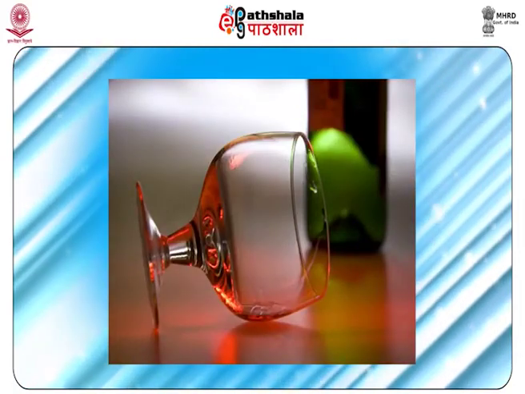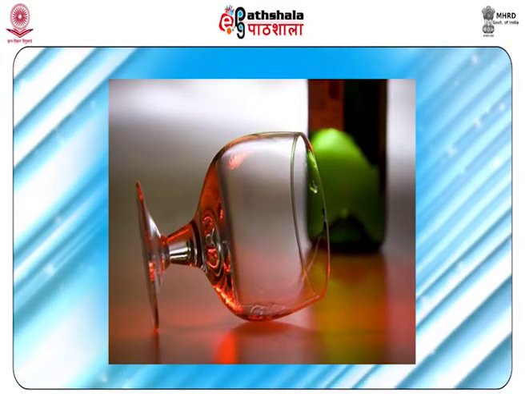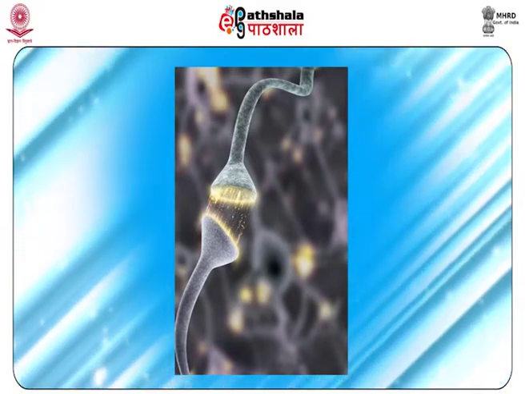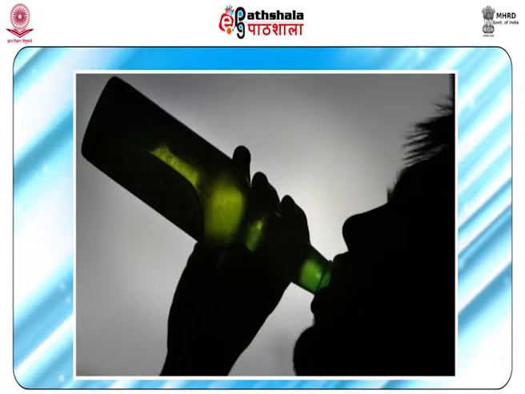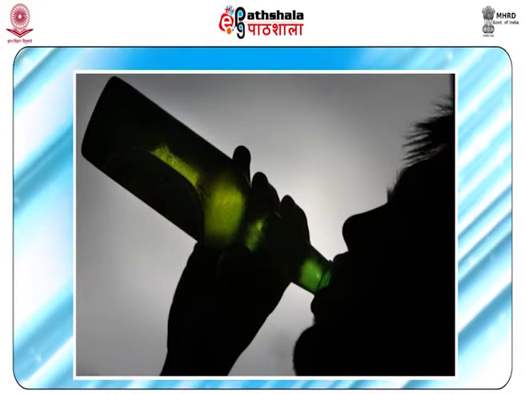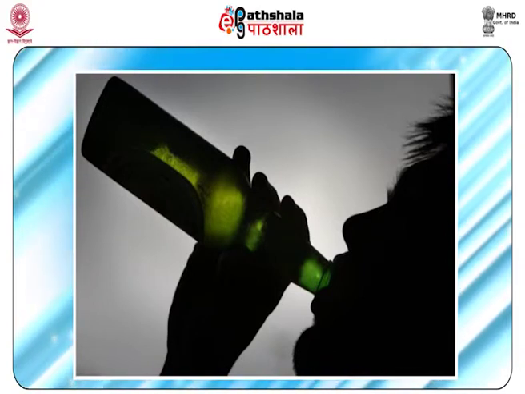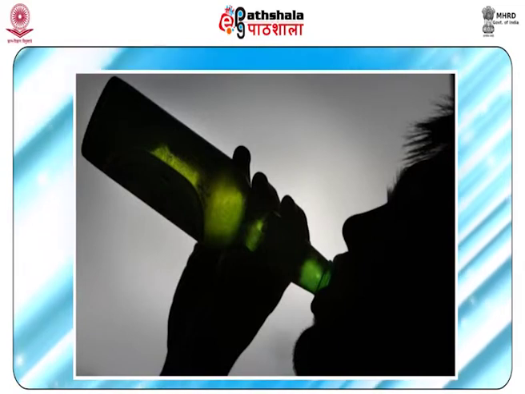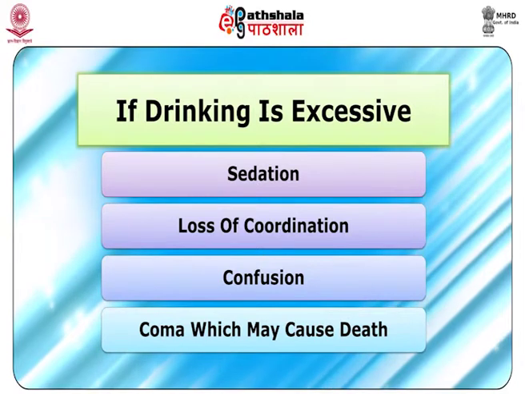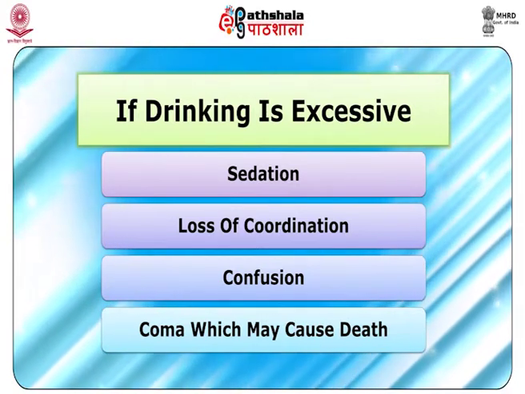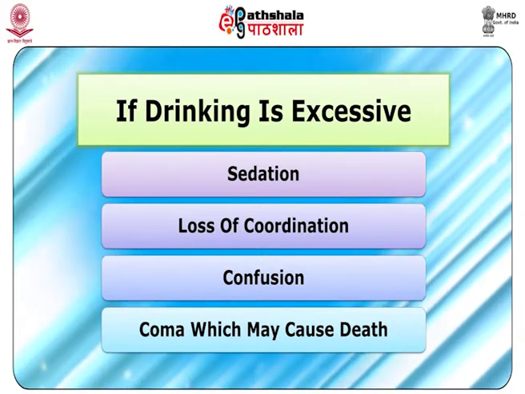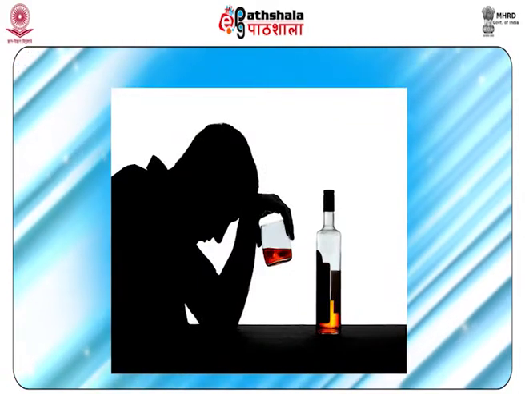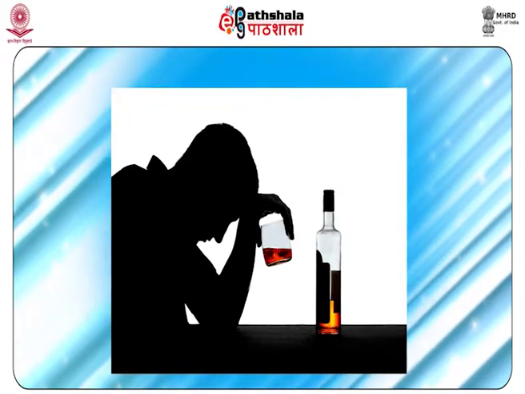However, unlike other drugs, alcohol interacts with multiple systems in the brain, sometimes inhibiting neurotransmission and at other times stimulating it. So, after consuming a sufficient amount of alcohol, the person experiences a pleasurable state of mind, which in some individuals leads to the repeated need and will to take alcohol. If drinking is excessive, it can lead to sedation, loss of coordination, confusion, coma, and even death. Chronic consumption of alcohol may lead to tolerance, which may ultimately result in physical dependence.